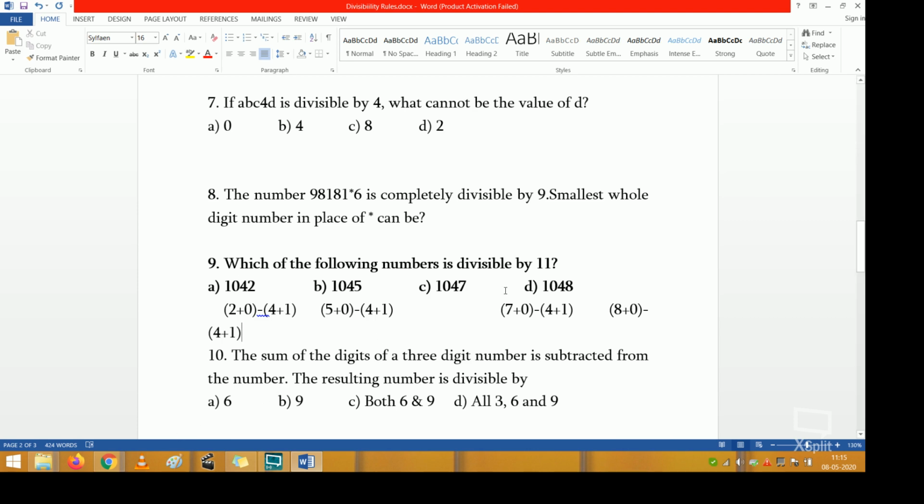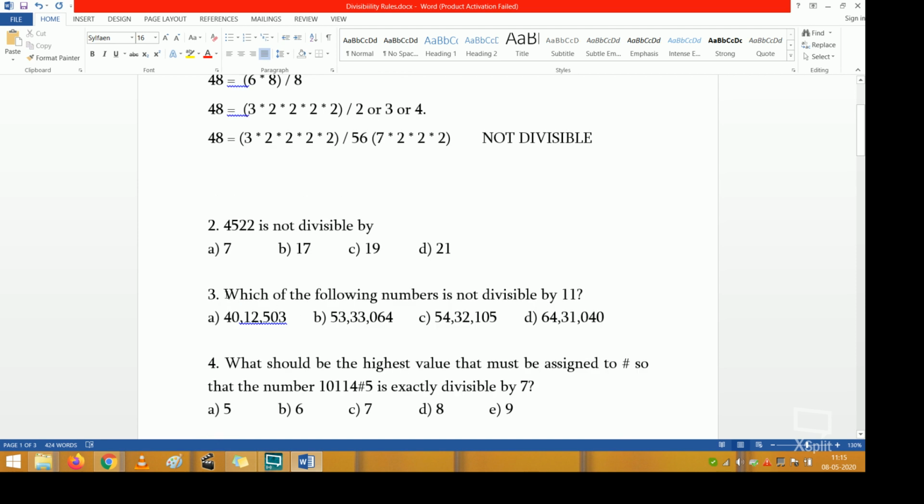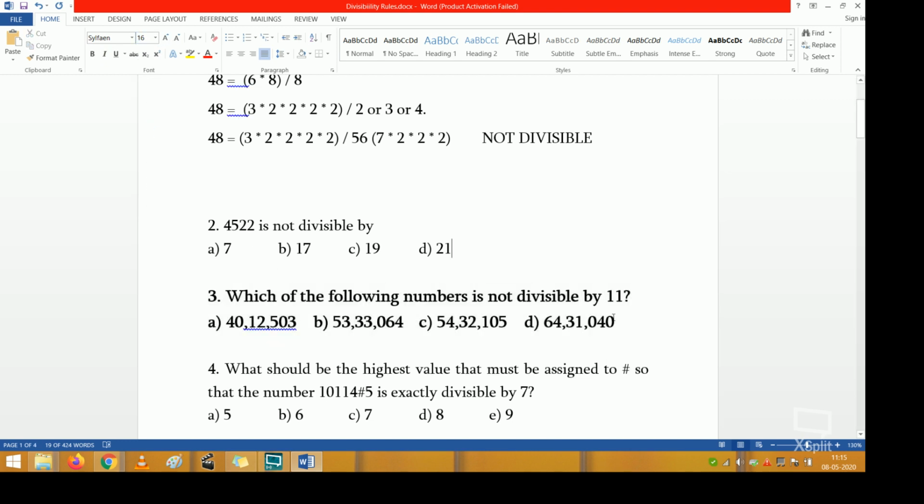I'm going to give you one more question for 11. I want you to tell me the answer for this one, guys. Which of the following numbers is not divisible by 11? Use the technique that I gave you. Which of the following numbers is not divisible by 11?